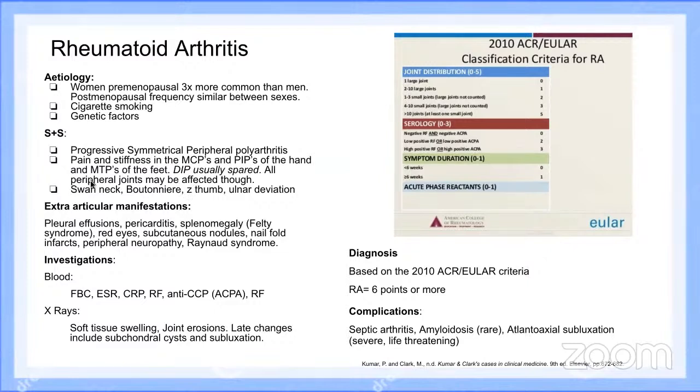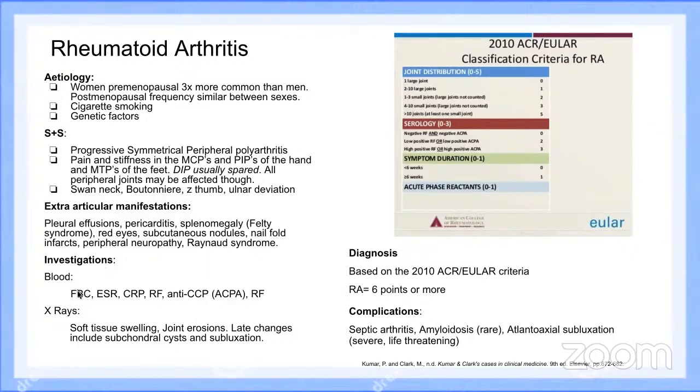And then also on examination, it is important to look out for hand deformities, as well as extra-articular manifestations if suspected. The more sinister ones would be pleural effusions, pericarditis, and splenomegaly, indicating possible Felty's syndrome. Other extra-articular manifestations that could assist in diagnosis would be red eyes, subcutaneous nodules, nail-fold infarcts, peripheral neuropathy, and Raynaud's syndrome.